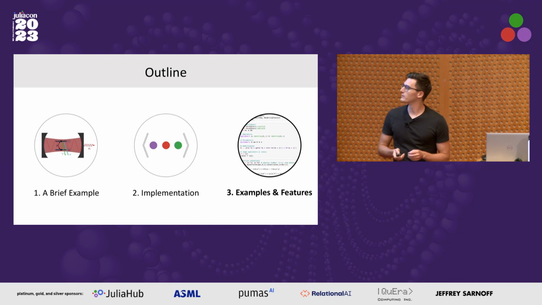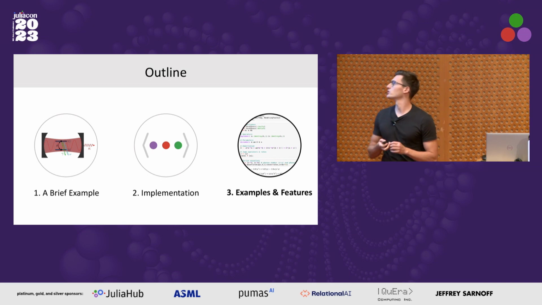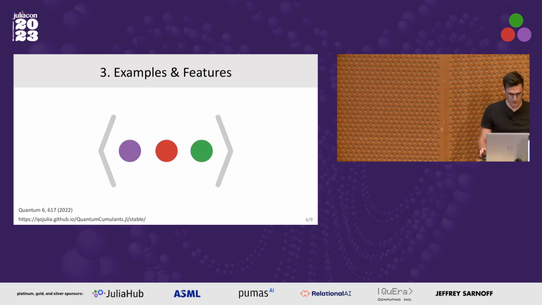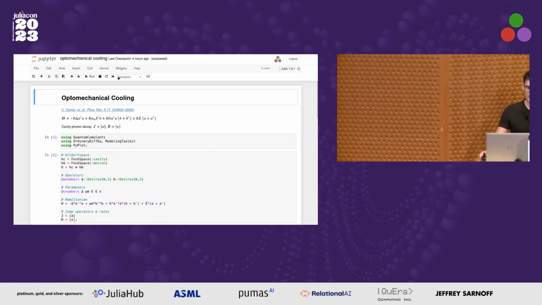Okay, good. That was basically the implementation. So we have this non-commutative algebra and we have the cumulant expansion. Now in the third part, or in the last part, I want to show you a few examples which you can either find in our paper or on our documentation of quantum cumulants if you want to have a look. The first example I want to show here is on optomechanical cooling.